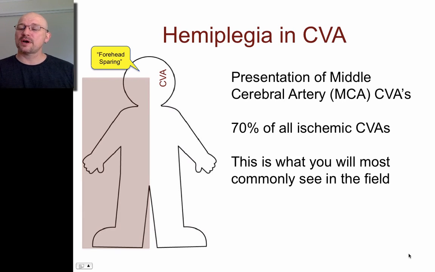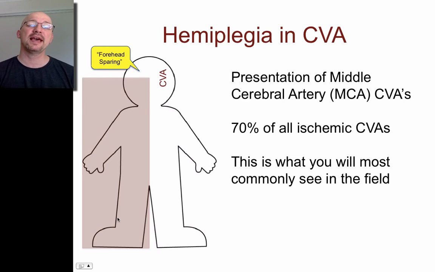So this is what we were talking about with our classic MCA CVA. We've got forehead sparing. So the CVA here is on the left side of the brain. We've got forehead sparing on the right, and we've got right-sided facial and body weakness. And if you read Tintinelli or Rosen's emergency medicine or classical medical textbooks, this is how they will describe them.